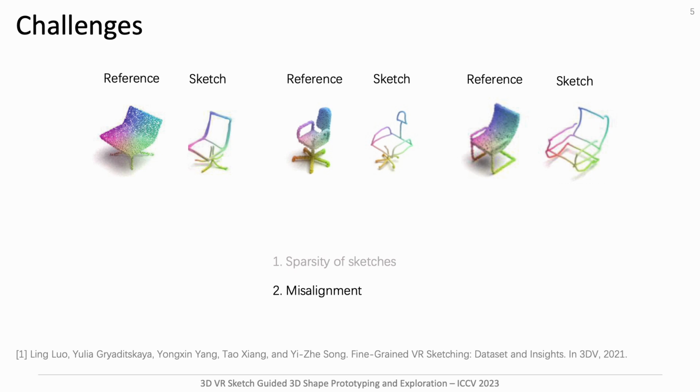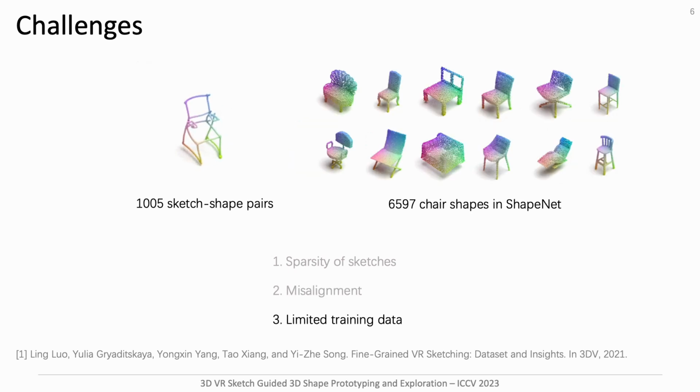The second challenge is the issue of misalignment between the sketches and the corresponding reference 3D shapes. Lastly, the dataset's limited size is a constraint, as it contains only 1005 sketch shape pairs. This lack of data is particularly notable when compared to the size of typical shape datasets.